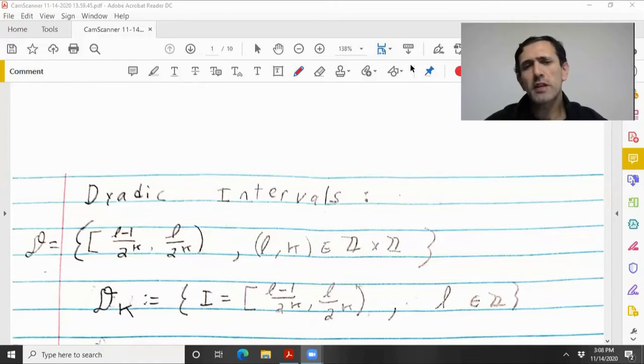And that really is the main tool for proving that the Hilbert transform is weak type 1,1. The Calderon-Zygmund decomposition is that main tool to prove that the Hilbert transform is weak type 1,1. Okay, so what are dyadic intervals?